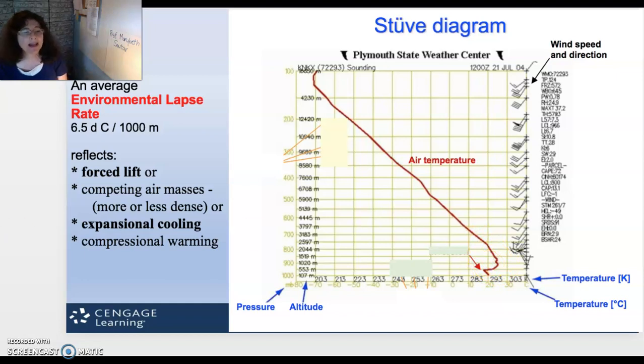overnight. So let's talk about what happens from the ground up. We have a pattern of forced lift from the ground up. Remember, the ground conducts to the first few inches of air, and then you've got to get the warmth from the first few inches of air throughout the entire atmosphere. We do that by a combination of techniques in forced lift.